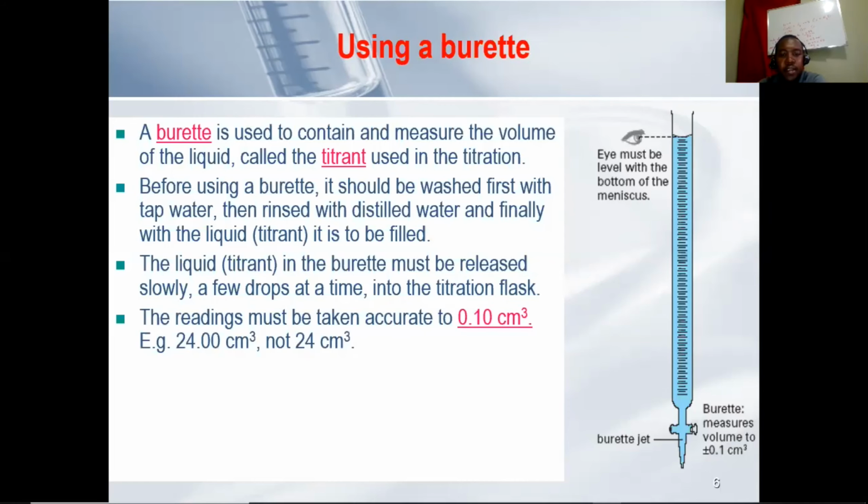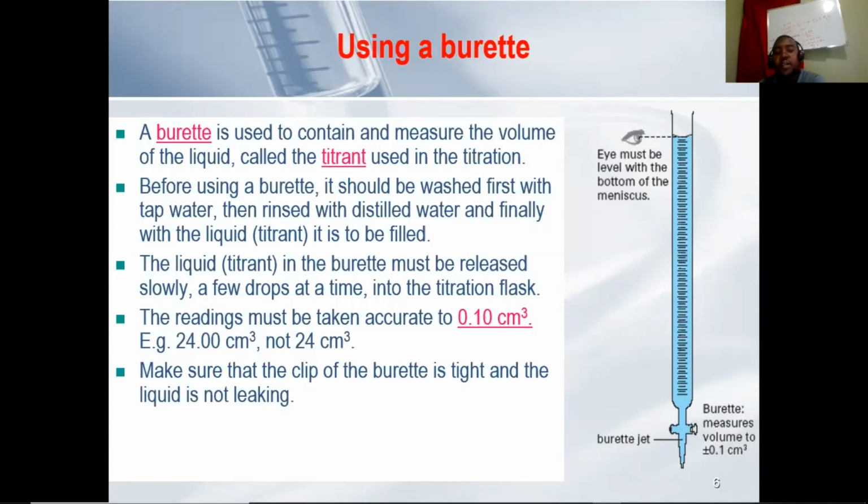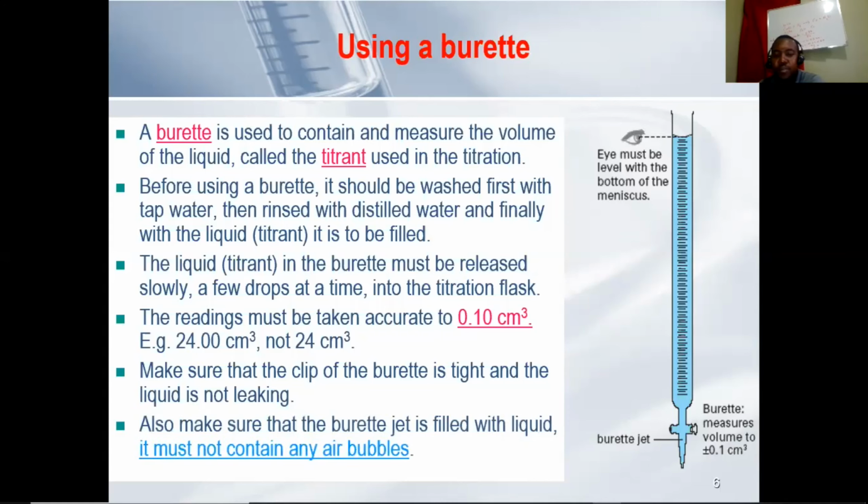The readings must be accurate to 0.10 cm³. For example, we have 24.00 cm³ and not just 24 cm³. Make sure that the clip of the burette is tight and the liquid is not leaking. Each time you turn the tap off, there should be no liquid coming from your burette. Also make sure that the burette jet is filled with liquid. It must not contain any air bubbles. So when you're filling up the burette, no air bubbles should be present. Once there's an air bubble, you have to get rid of it, either by releasing the liquid until the bubble disappears and then refilling it back up.